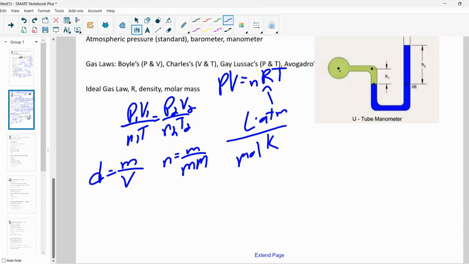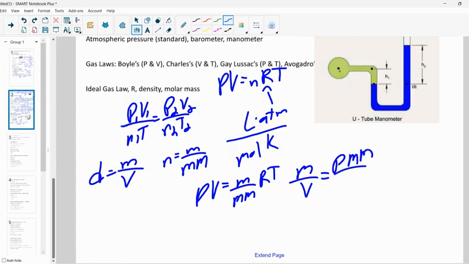If I plug in my n, my moles, m over MM, right? Then I could rearrange this, move my MM up to this side, my V down to that side, and I end up with m over V equals PMM over RT, which is equal to our density.